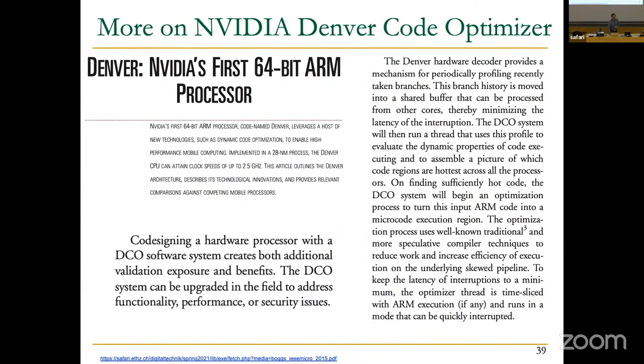Again, I don't have time over here, but I will mention this one. DCO is the dynamic code optimization software. And NVIDIA says co-designing a hardware processor with a dynamic code optimization software system creates both additional validation exposure and benefits in addition to what we've discussed so far. The DCO system can be upgraded in the field to address functionality, performance, or security issues. And they don't tell much more about that, but it's true, actually. You can upgrade your software without changing the hardware underneath.